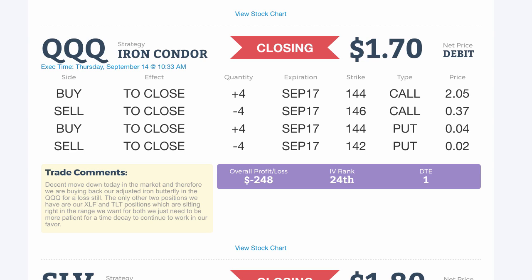But as far as other trades go, we did close out of our QQQ Iron Butterfly that we had. This is the one that we adjusted into. So we originally sold the call spread. The markets rallied. We added the put spread.